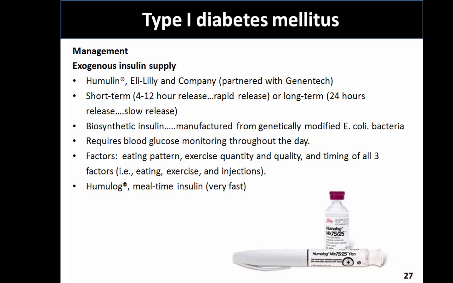these individuals do require blood glucose monitoring throughout the day, and the type of insulin and the frequency of injections will depend upon a person's eating pattern, the level of exercise or physical activity, quantity and quality, and really the timing of all three factors. Another type of insulin, Humalog, is a mealtime insulin. It's a very fast-acting type of insulin that a person would inject at the time of a meal.